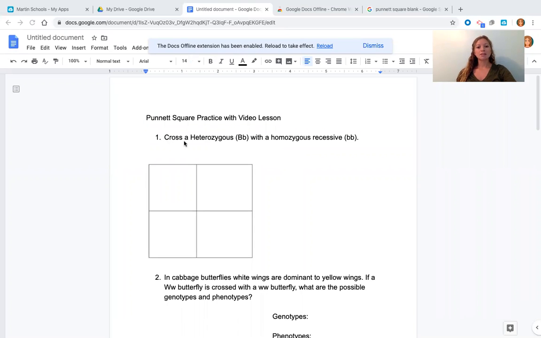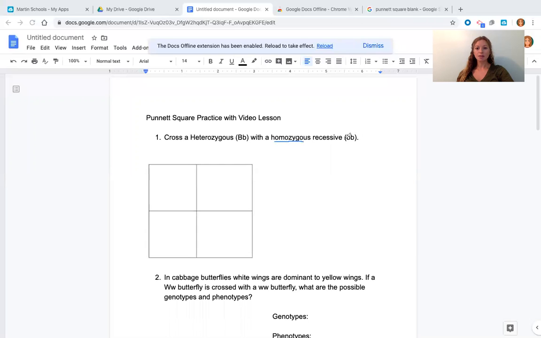Number 1 says cross a heterozygous with a homozygous recessive. And it gives it to you here. Heterozygous, remember, it's a lot of vocabulary. So heterozygous means 2 different alleles. Here I have an uppercase or a capital B with a lowercase b. So meaning I have 1 dominant, 1 recessive gene, 2 different alleles. That's why it's heterozygous. And my homozygous recessive, homozygous means the same.